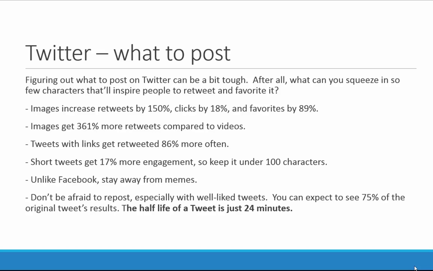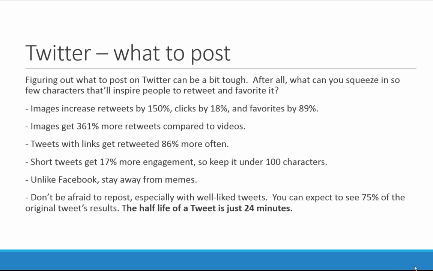So the next is tweets with links get retweeted 86% more often. So of course we see the images increase retweets, links also get retweeted. So if you're providing something useful to people, if you're giving them a link to a resource, a link to a fan page, a link to some sort of interesting snippet of content, and interesting of course is in the eye of the beholder, you're going to get more engagement, right? Because people want to share with their friends, and on Twitter it's extremely easy just to retweet. So those get more engagement.